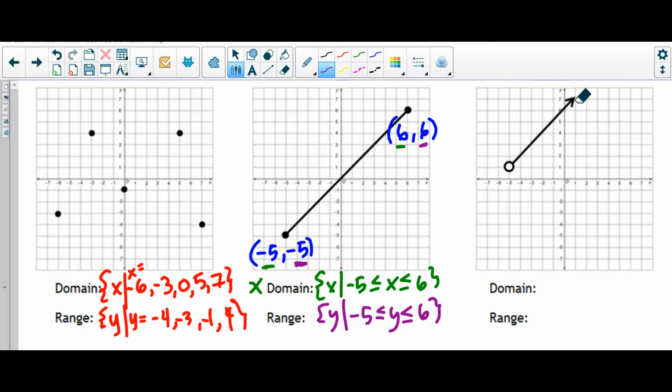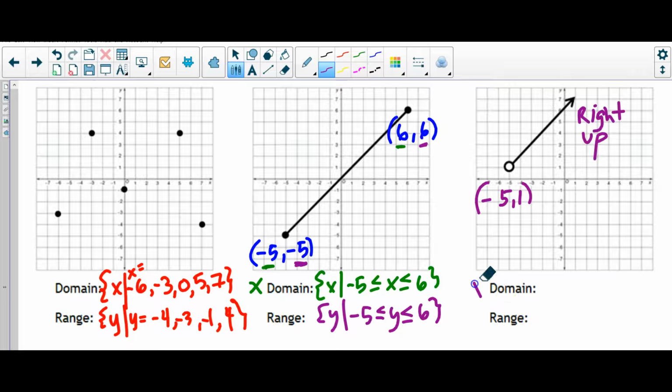Okay, last one. All right, we have a ray here. We have an open circle and an arrow. So I'm going to label this point. This is at (-5, 1). And whenever I see an arrow, I'm talking direction. So this is going to the right, and it's going up.